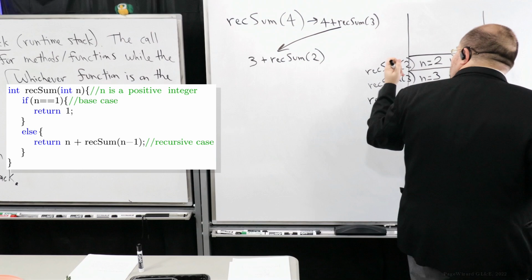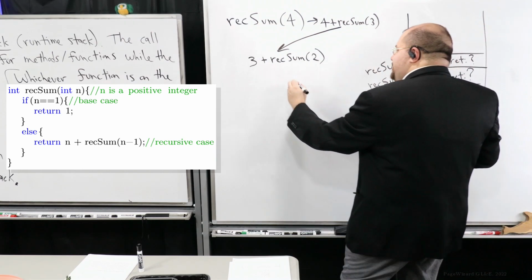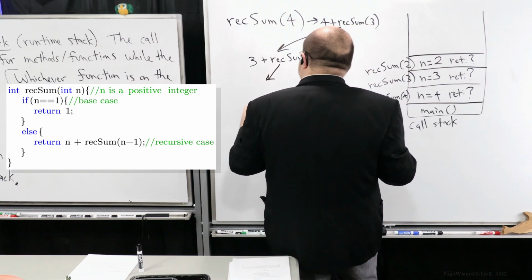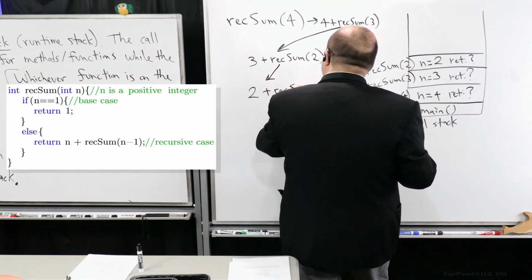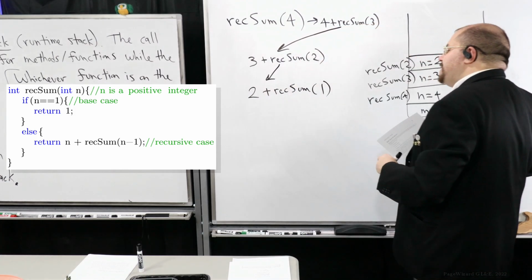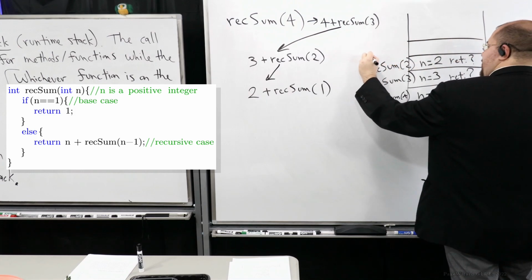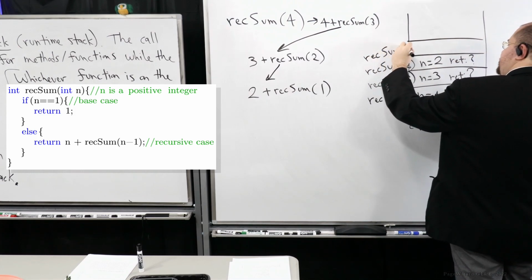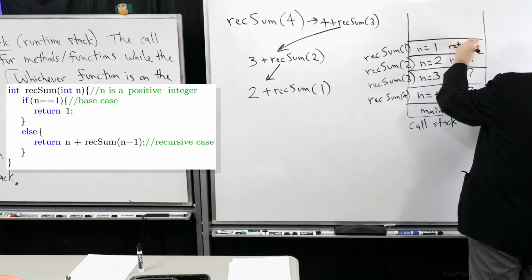But now I'm going to call rec sum 2. So now rec sum 2 says, okay, well, since n is greater than 1, I get 2 plus rec sum of 1. Well, now notice I'm going to make a function call. So now I'm calling rec sum 1. The input is 1. Return value, I don't know quite yet.